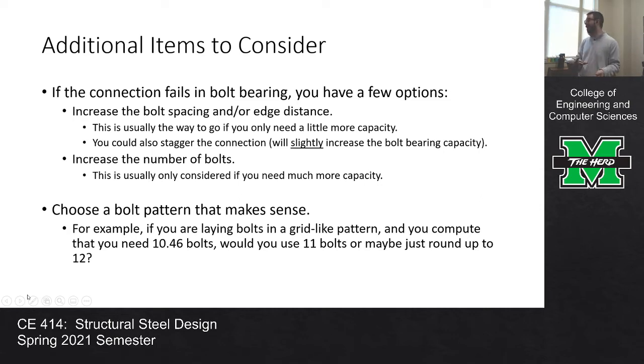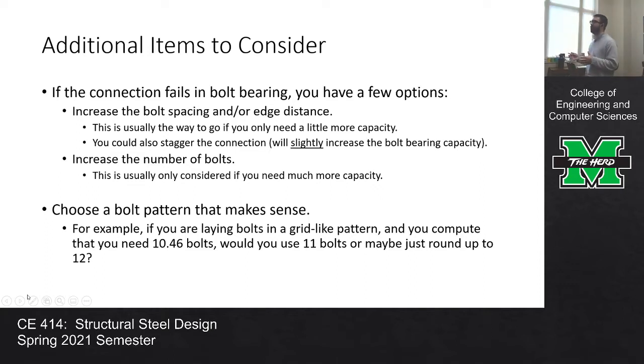You could also stagger the connection, because if you stagger the connection, some of the edge bolts are going to have a larger Lc than some of the others. I think it might make the math a little more challenging, but you can do that. That is an option. I'm not going to ask that you do that in CE 414, but that is one way that you could increase the bolt bearing capacity.